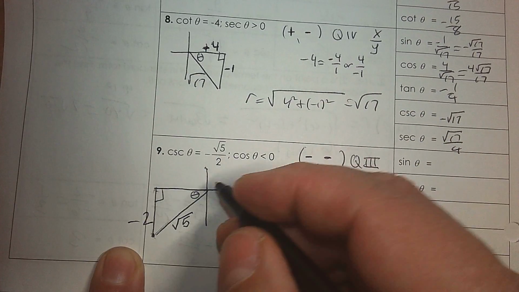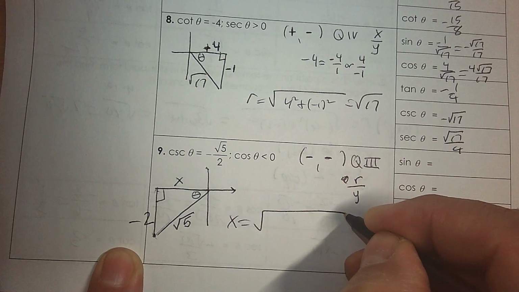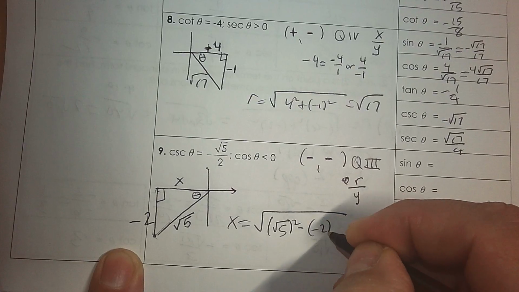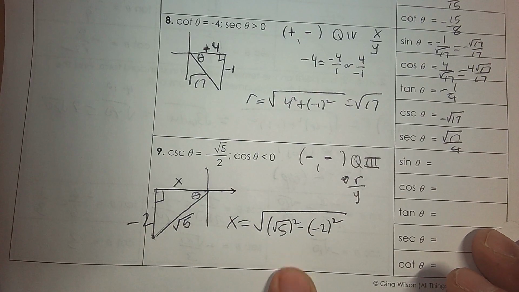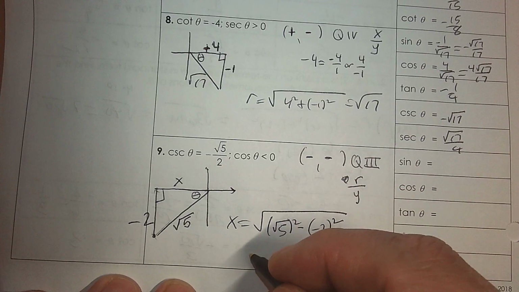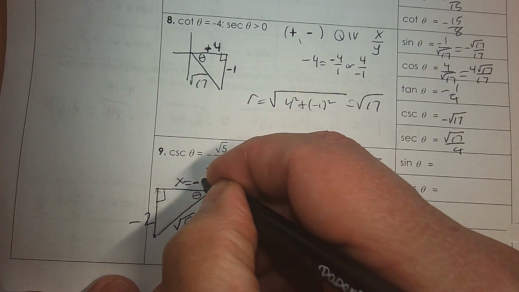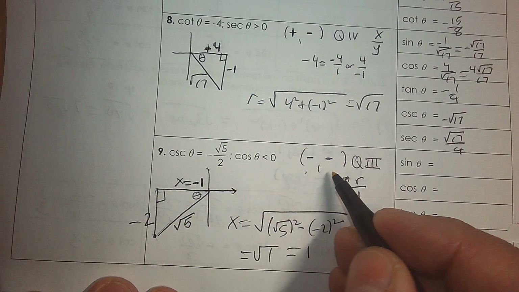So we still need to find the x value. To find the x, it's the square root of root 5 squared minus root 2 squared. When you have a hypotenuse and a leg, you subtract in that formula. So that's 5 take away 4. So the square root of 1 is just 1. Now make sure you recognize it's going to be negative 1 there because we're in the third quadrant. X is negative and y is negative.